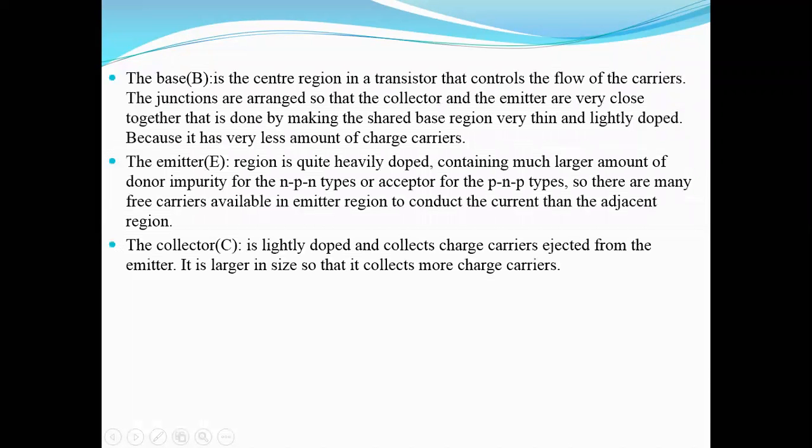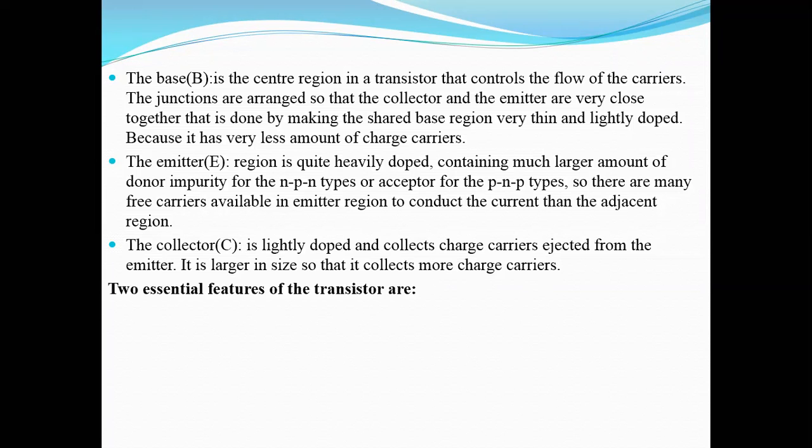On the other hand, we have the collector. Collector is lightly doped. It collects charge carriers ejected from the emitter. If charge carriers are sent from the emitter, the collector collects them. That's why it's called collector. It is larger in size, so that it collects more charge carriers.